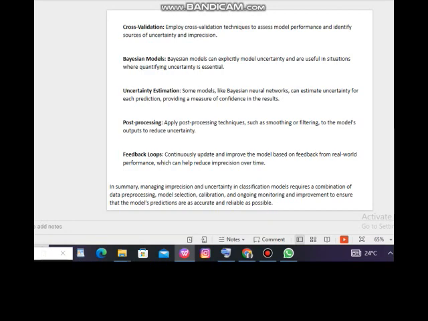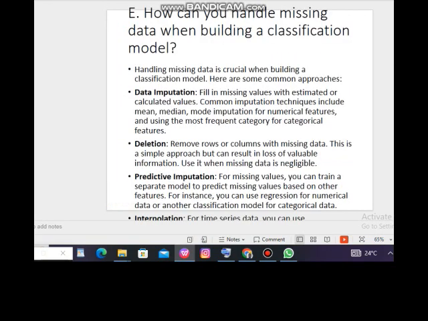Post-processing. Apply post-processing techniques such as smoothing or filtering to the model's output to reduce uncertainty. Feedback loops, continuously updating and improving the model based on feedback from real-world performance, can also help improve precision. In summary, managing imprecision and uncertainty in classification models requires a combination of data preprocessing, model selection, calibration, and ongoing monitoring and improvement to ensure that the model's predictions are as accurate and reliable as possible.